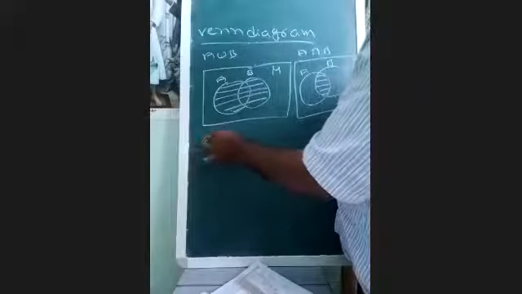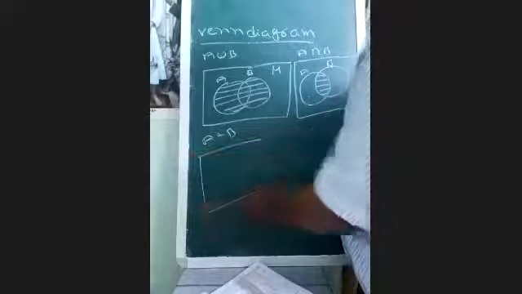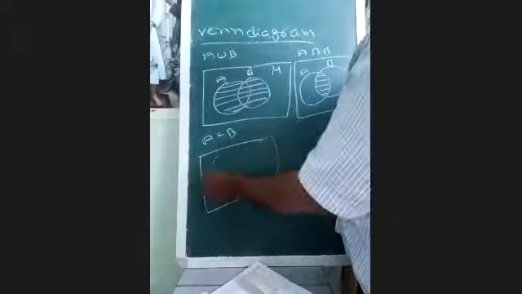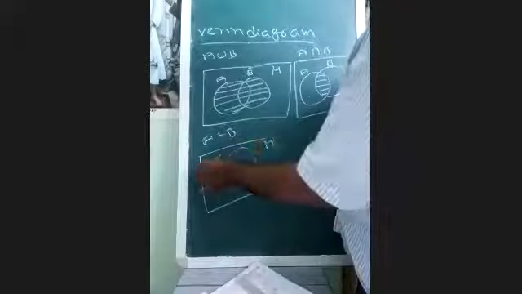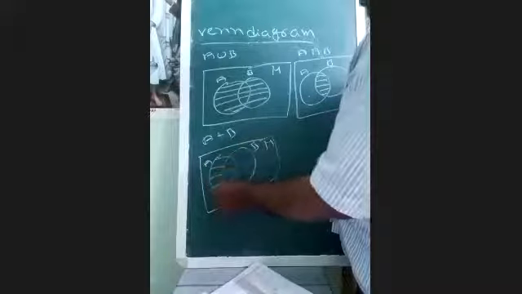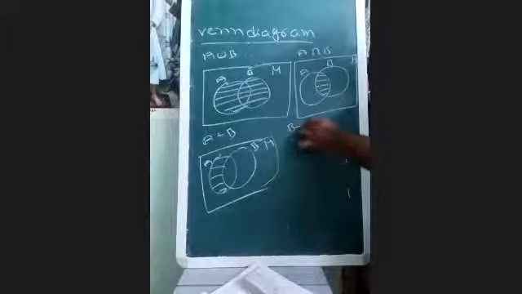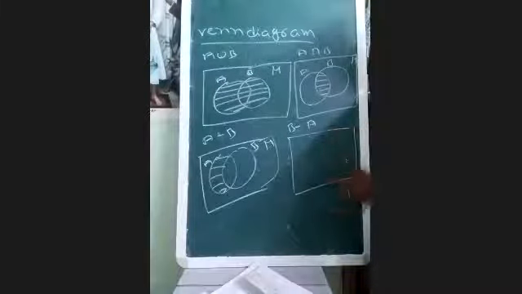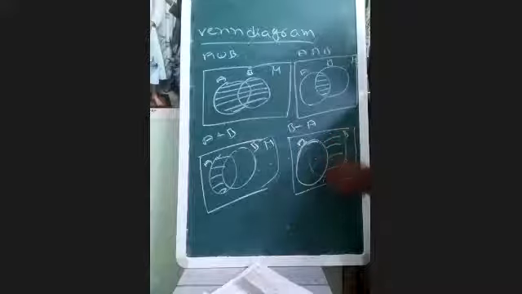Next, A minus B. Different sets. You have to take two sets. Okay, now this is set A, set B. A minus B means shade only A. Only A. Next, B minus A. B minus A Venn diagram. You have to take two sets A, B. You have to shade only B.